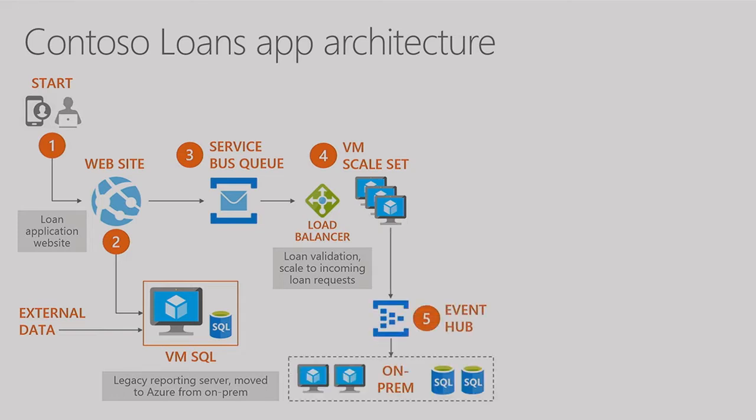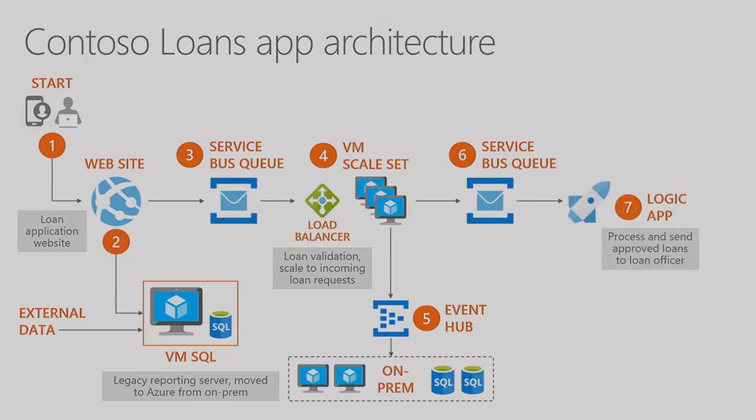And remember, we said it has to work in conjunction with on-prem, so it sends data to an event hub that can then connect and send this data to their on-prem servers. Finally, the approved or rejected loan goes through a service bus queue, an outgoing queue, and now we have an approved or rejected request. Now they have to call the customer and say, hey, you're locked in.